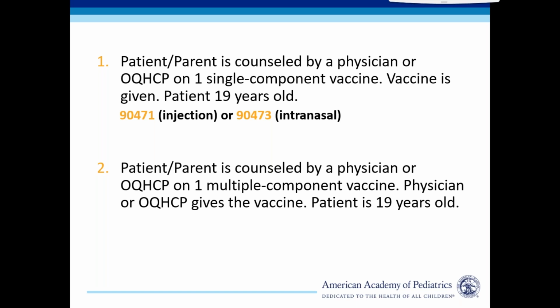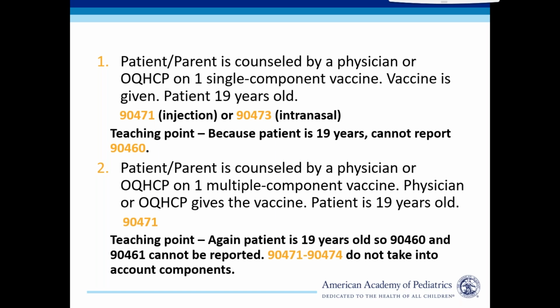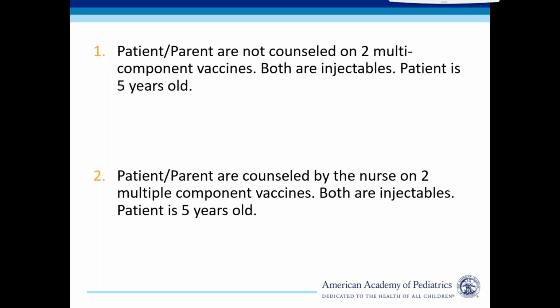Look at the next scenario. We have a patient or a parent that is counseled by a physician or qualified healthcare professional on one multiple component vaccine. The physician or qualified healthcare professional gives the vaccine. Patient is 19 years old. We have a 90471. The patient is 19 years old, so we already have the 90460 and 90461 completely off the table. So we have to always defer to our 90471 through 74 codes. And remember that our 90471 through 74 do not take into account additional components.